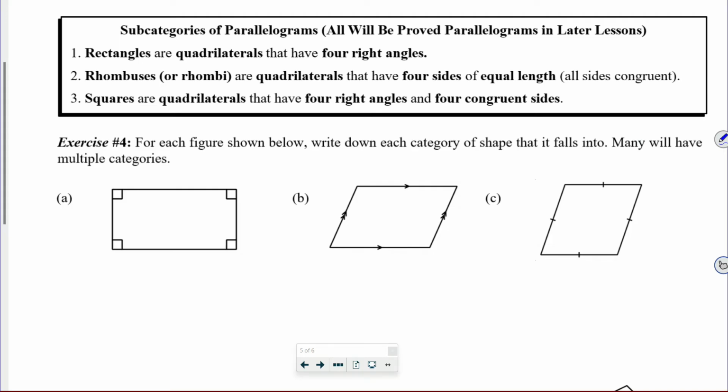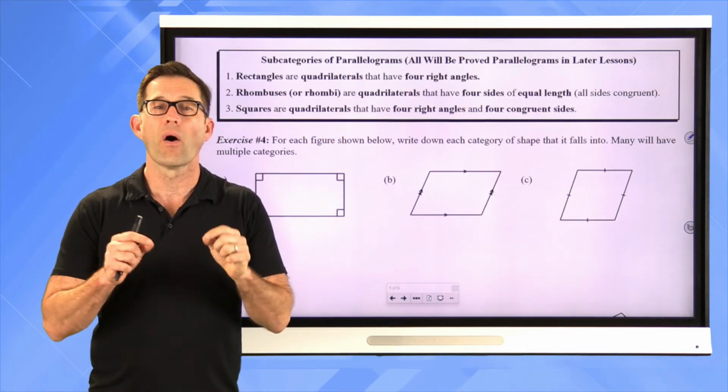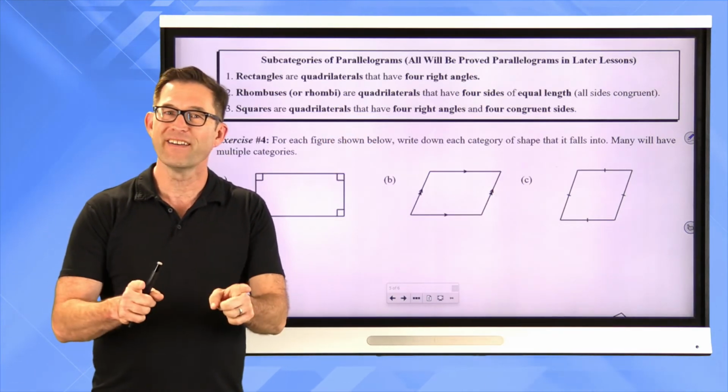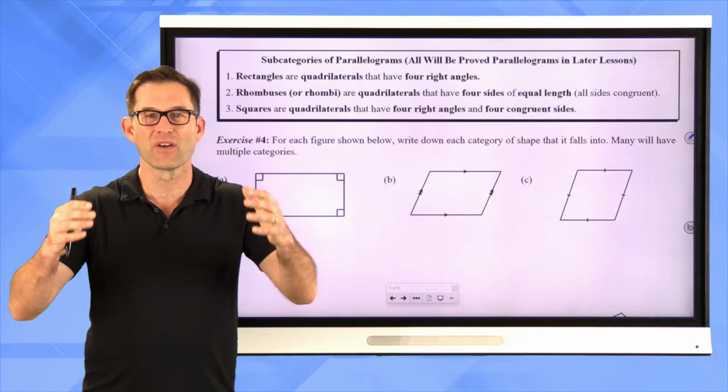Subcategories of parallelograms, parentheses, all will be proved parallelograms in later lessons. Number 1, rectangles are quadrilaterals that have 4 right angles. 2, rhombuses, or rhombi, are quadrilaterals that have 4 sides of equal length. In other words, all sides are congruent. And 3, squares are quadrilaterals that have 4 right angles and 4 congruent sides. Now, you have to just trust me for now that all 3 of these types of figures are themselves parallelograms. But, of course, if you're a parallelogram, you're also a trapezoid. So you can kind of see how it goes.